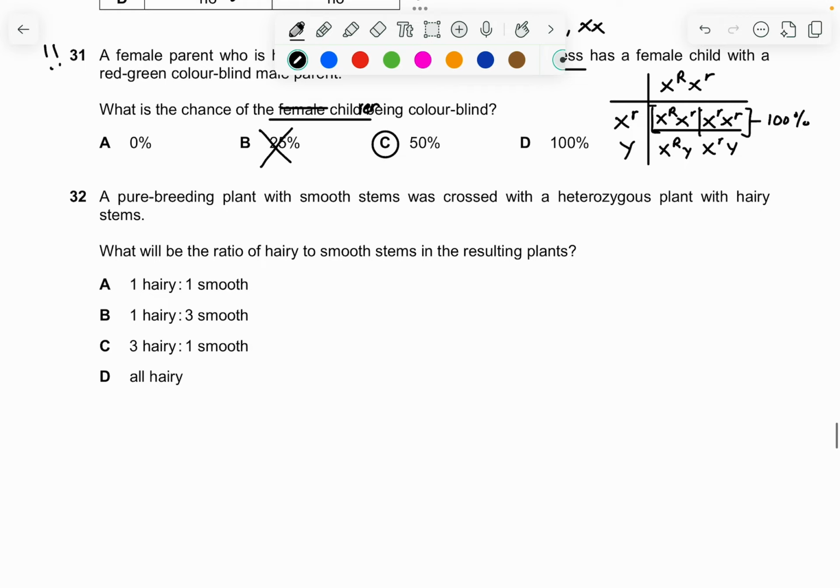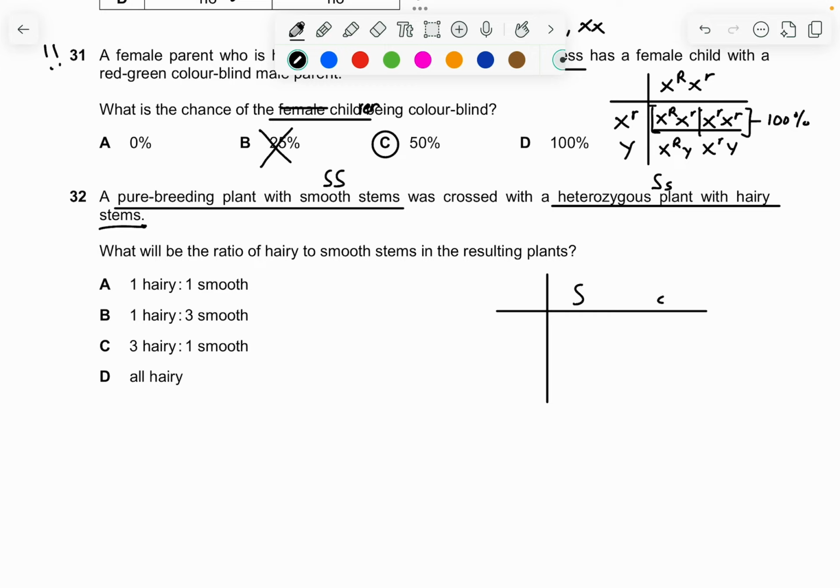I understand now. Question 32. A pure breeding plant with smooth stems was crossed with a heterozygous plant with hairy stems. What will be the ratio of hairy to smooth stems in the resulting plants? When they tell you pure breeding, we're going to put big S, with a heterozygous plant with a hairy stem. Now we're going to cross it: small s, big S, big S.